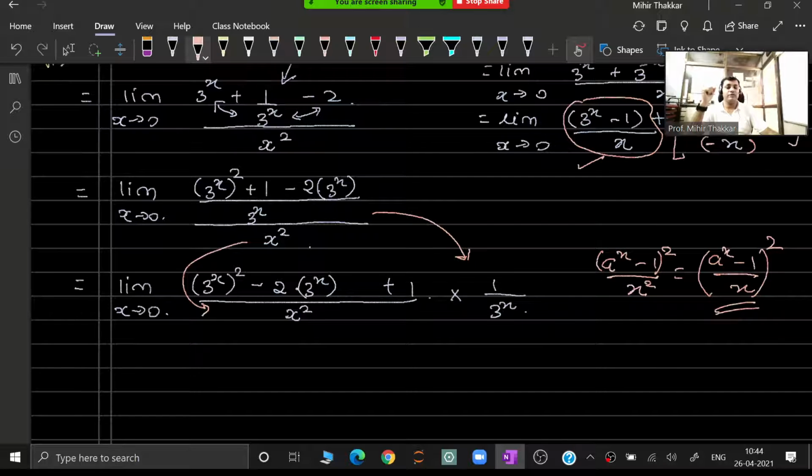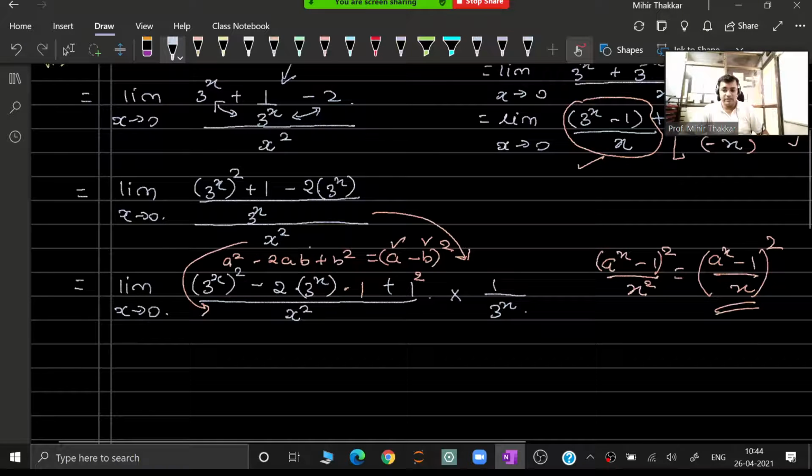That's why I am trying to make this kind of adjustment. So guys, if you observe, this 1 is nothing but 1 square, and even if I multiply this with 1, that won't make a very big difference to the question. But yes, I will get my answer now. How? A square minus 2ab plus b square, you already know it is (a minus b) the whole square, with a as 3 raised to x and b as 1. So guys, you get your answer.